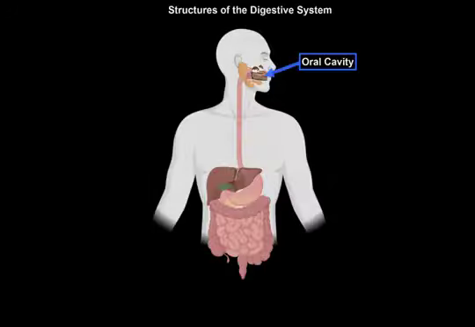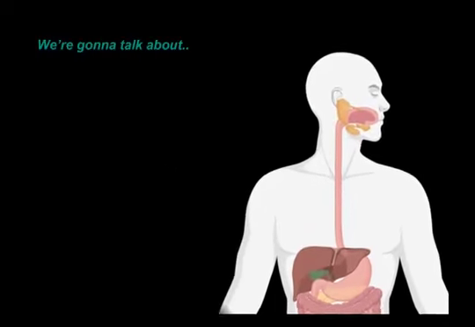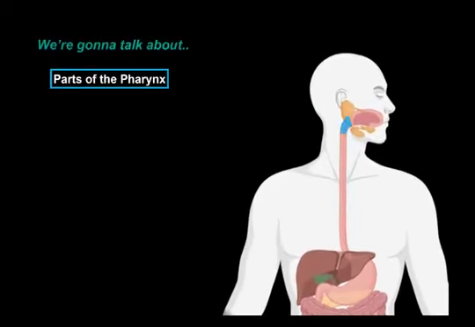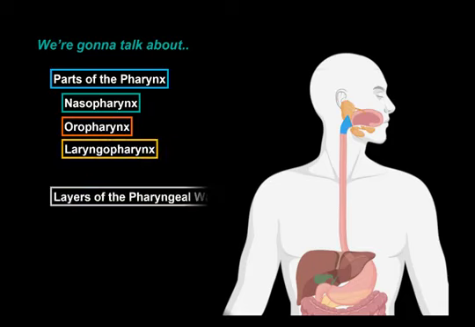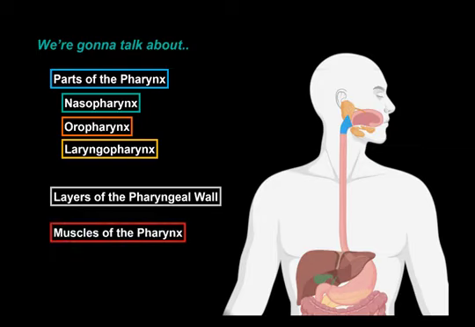So in the last video, we went through the anatomy of the oral cavity. Now the next step after the oral cavity is the pharynx, as you see here. So in this video, we're first going to look at the parts of the pharynx. We're going to go into detail on the anatomical structures associated with the nasopharynx, the oropharynx, and the laryngopharynx. After that, we will cut the pharynx and look at the layers of the pharyngeal wall. And then we're going to go through the muscles that act on the pharynx.